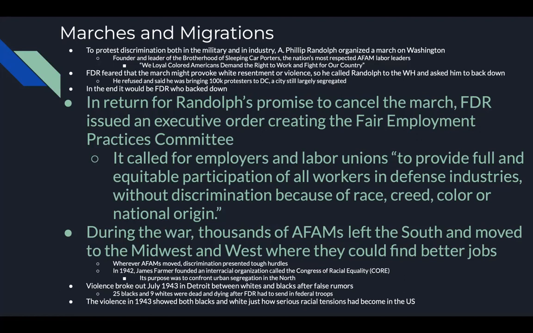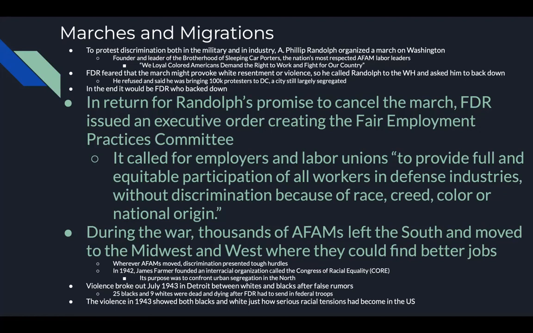Sounds familiar. During the war, thousands of African Americans will leave the South and move to the Midwest and West where they can find better jobs. It's the second Great Migration. Wherever African Americans moved, however, discrimination presented tough hurdles. In 1942, James Farmer founded an interracial organization called the Congress of Racial Equality. Its purpose was to confront urban segregation in the North.